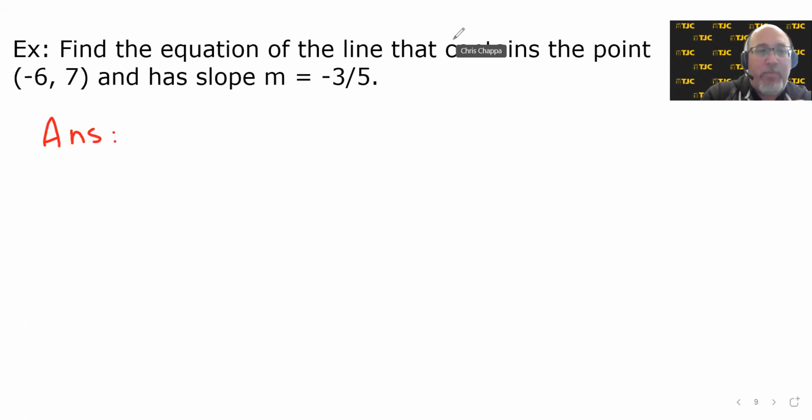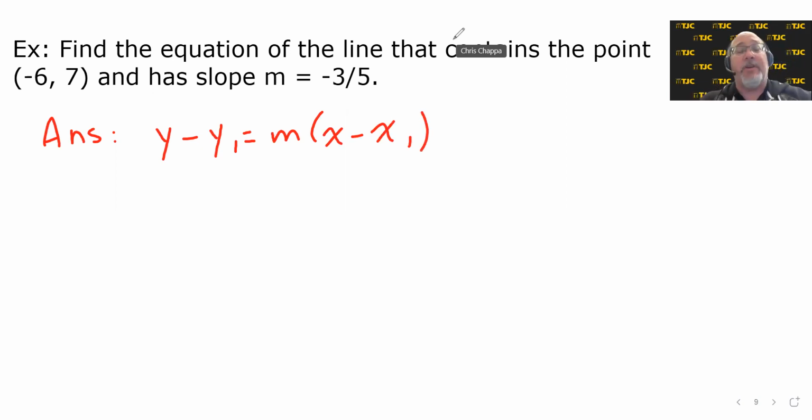Let's start with point slope form, y minus y1 equals m times x minus x1. And as usual, you're always welcome and encouraged to pause the video before I go any further in a question to see if you can do it without following my lead. And then you can always resume the video and see if we get the same answer. All right, let's put everything into the equation. X1 is -6, Y1 is 7, M is -3/5.